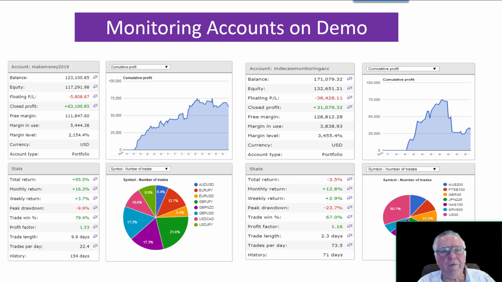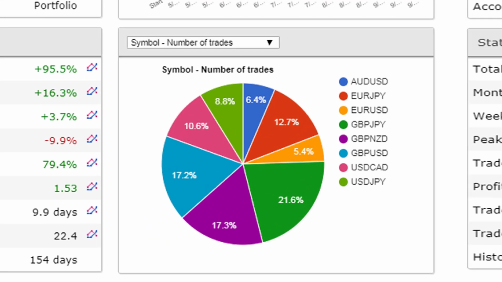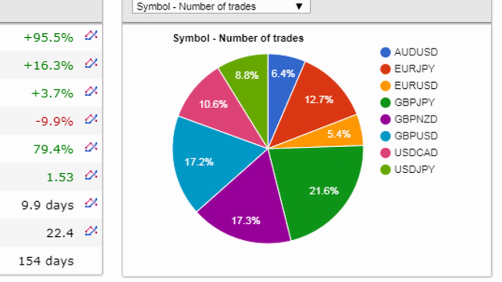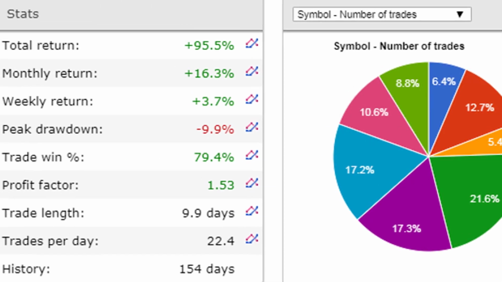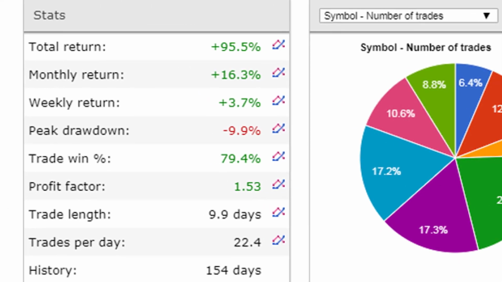So I've got about 400 accounts running, and the Make Money EA is by far the best EA that we have at the moment, because there's a slightly trending market, so it is doing pretty well. And as you can see, I have tested 8 currencies there. The success rate is almost 80%, and the return has been almost 100%.